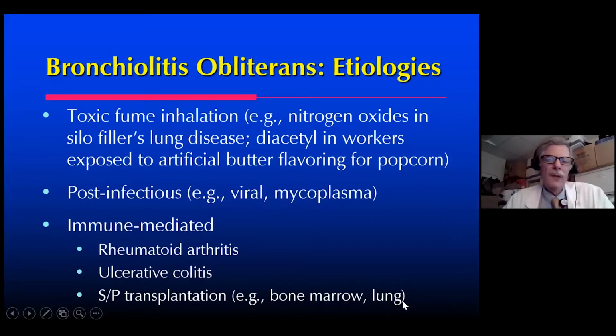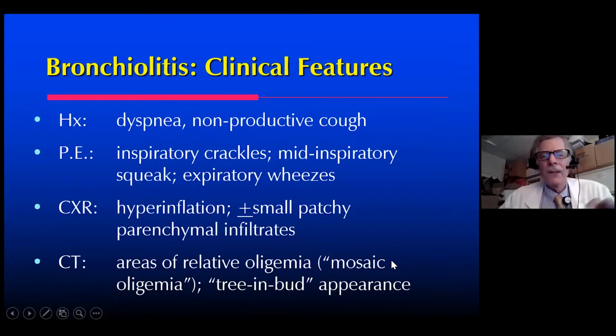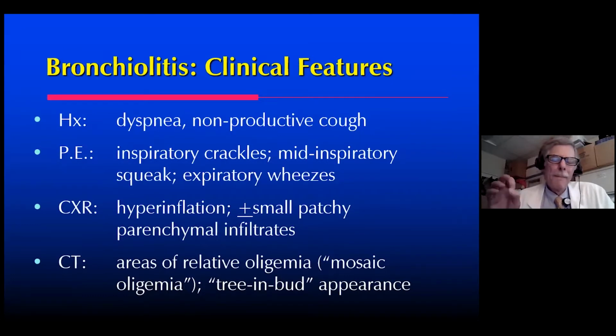So the symptoms, kind of non-specific, short of breath, often a non-productive cough. You may hear some crackles. You may notice hyperinflation of the lungs. A characteristic mid-inspiratory squeak has been described, but isn't typical. And they may just have some expiratory wheezes, and you're thinking, gosh, bad obstructive lung disease, but not asthma, not COPD. What could it be? X-ray, typically hyperinflated, maybe some patchy opacity. CT, the idea of relative oligemia, poor perfusion in certain areas, giving this mosaic, patchy appearance, mosaic oligemia.